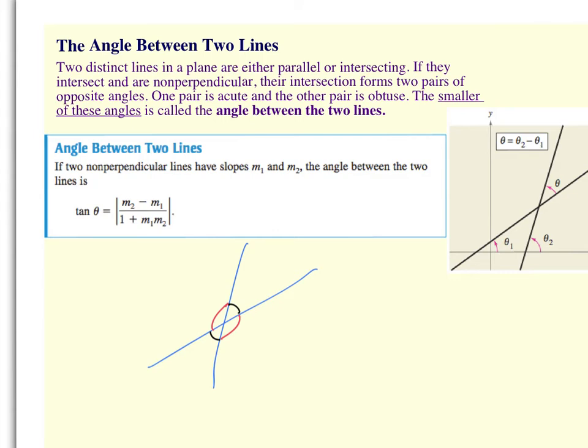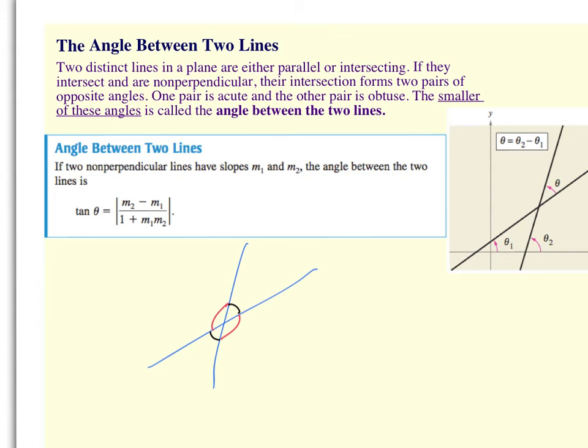Now, this formula, the angle between the two lines, is always going to solve for the smaller of the two angles. Every single time it's going to solve for the smaller of those two angles. So in this case, it's going to solve for the black angle. It will not solve for the red. Now, how could you actually solve for the red? You can subtract whatever you get from 180.